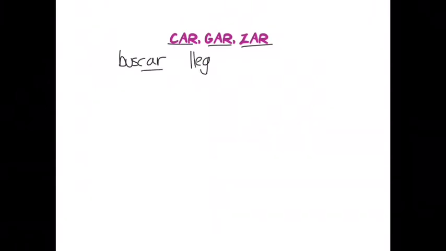Now, CAR, GAR, and ZAR verbs are a little bit different, so we're going to look for verbs that end with these. So CAR, like buscar, GAR, llegar, ZAR, almorzar, for example. So if a verb ends in these, again, buscar, llegar, and ZAR will use almorzar.